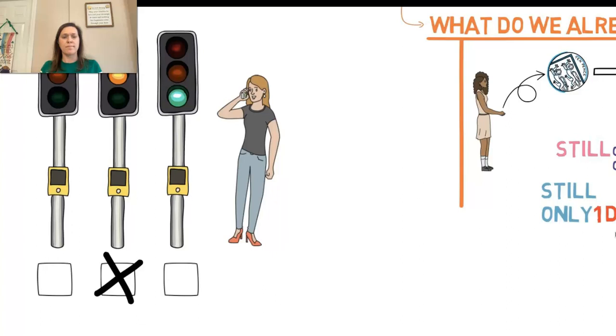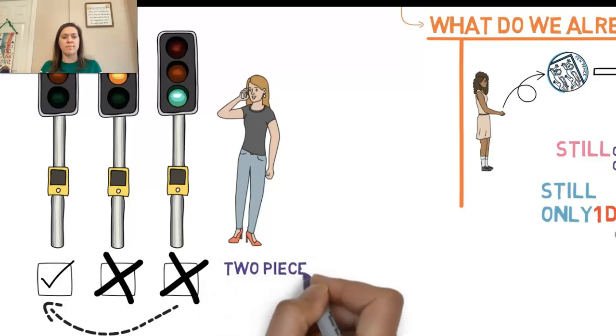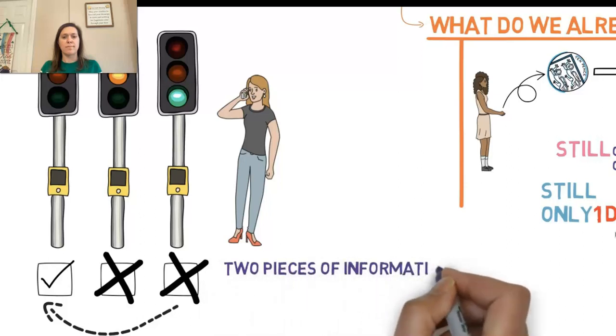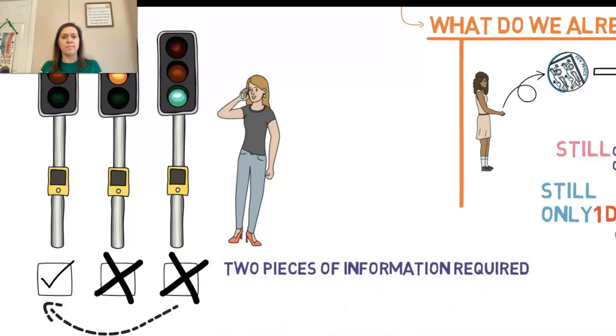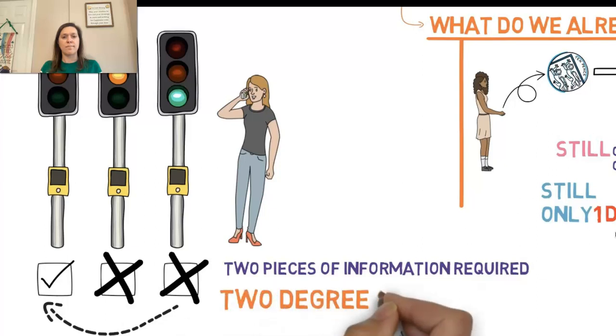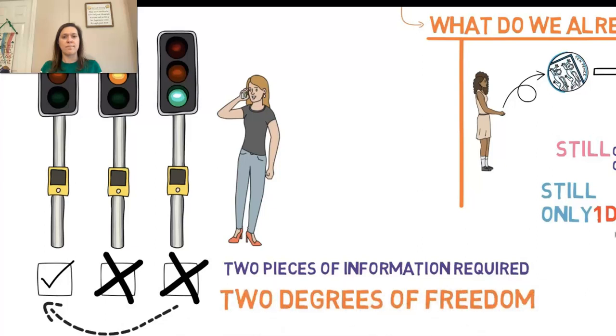So I say, stop toying with me, what colour is it? And you tell me, well, it's not green either. And now I know the light must be red. Given that we know there were 3 possible outcomes, 2 pieces of information were needed to work out everything we needed to know. This is a system with 2 degrees of freedom.